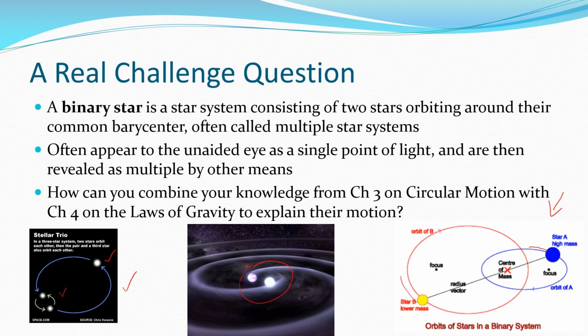Can you combine your understanding to explain how these objects are moving around each other? Can you combine your understanding of circular motion with the gravitational field to try and get an idea of what the forces are and where the forces are acting to keep these two stars orbiting each other?